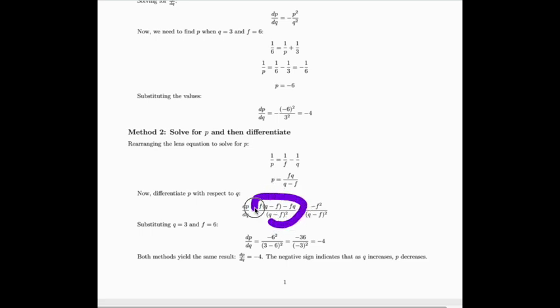So now when I take the derivative of p with respect to q, you can either use the quotient rule here, or you can just take q minus f and raise it up into the numerator as the quantity q minus f raised to the negative 1. Either way, when you take the derivative, you should get negative f squared over q minus f quantity squared. And then when you plug in your values for q and f, you still get the same answer, negative 4. You're just going about it in a different way.